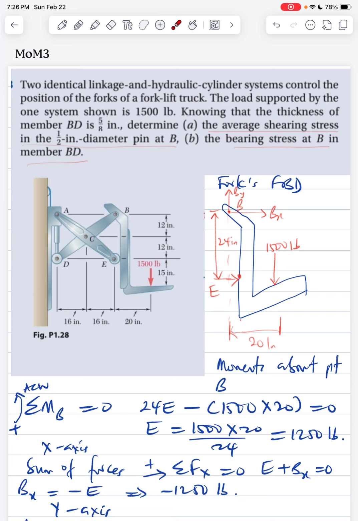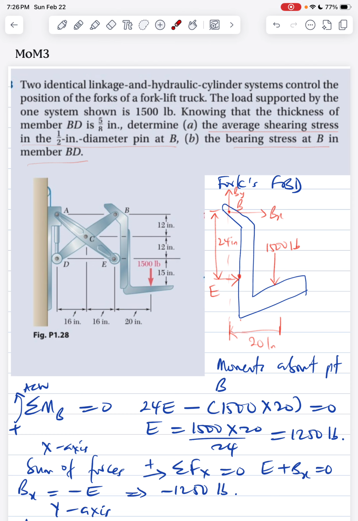Now for point E, you see, this looks like a reaction force acting at this point here, pointing towards here. E is technically Ex, sort of, right? Yeah, that's the force acting at this point, which is 24 inches from B.